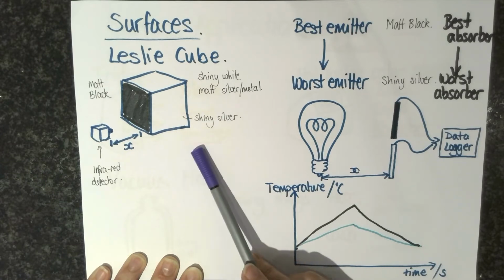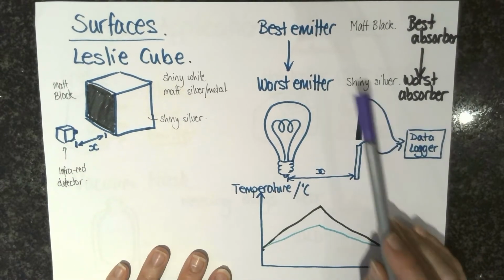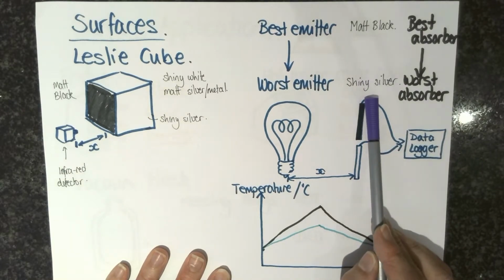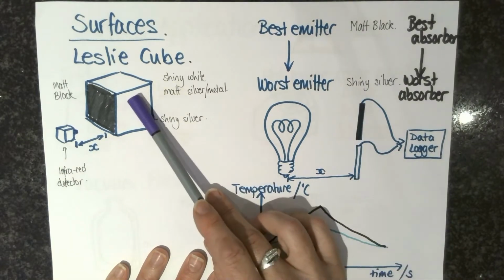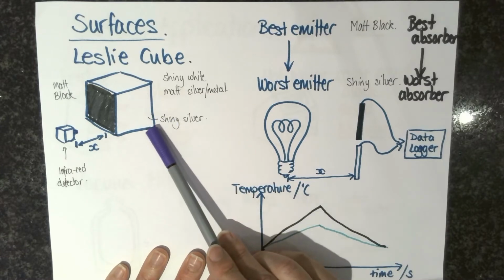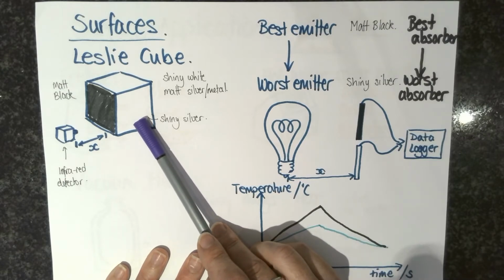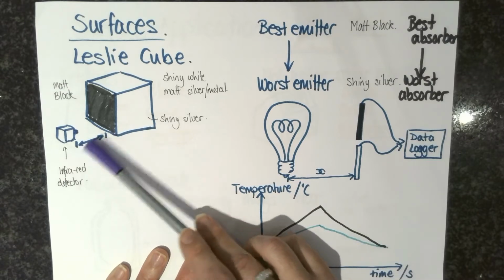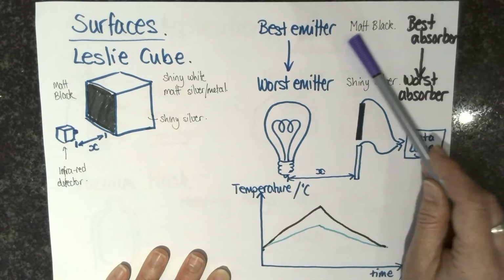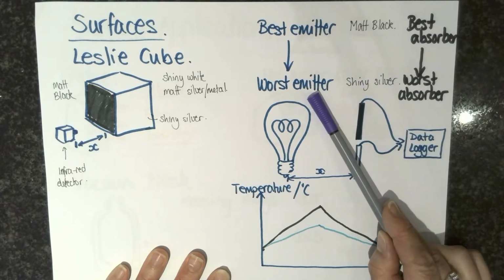And what we find is that the infrared emitted by the matte black surface is much higher than the shiny silver, even though the temperature of the water inside the Leslie cube, and therefore the temperature of the metal walls of the Leslie cube, will be identical for both. So we have our matte black surface is the best emitter, and our shiny silver surface is the worst emitter.